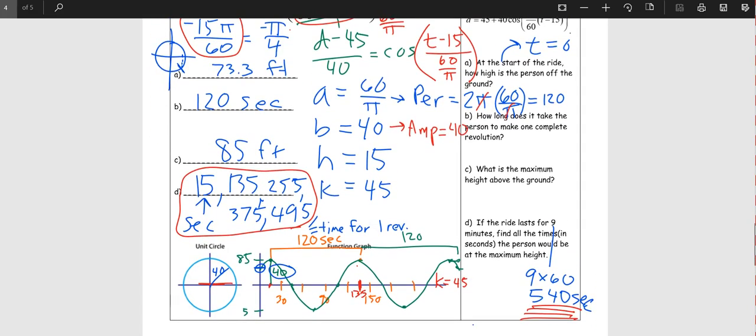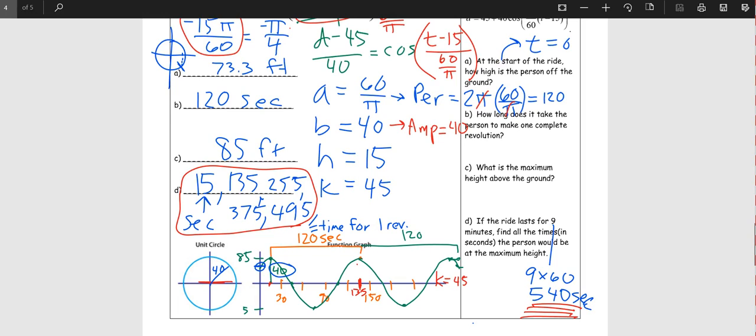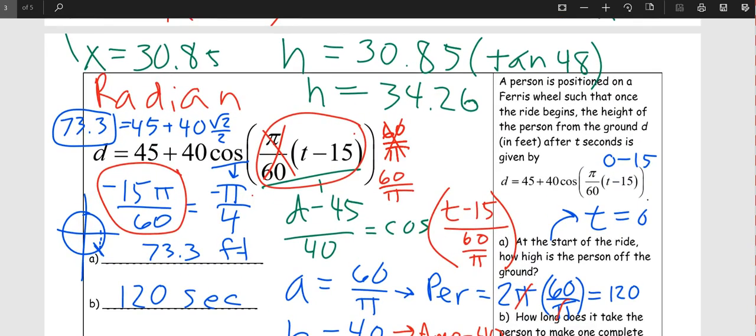Okay, any other questions about this Ferris wheel example? Because you have to repeat one on your own. Yes. Okay, go to the fireproof one.